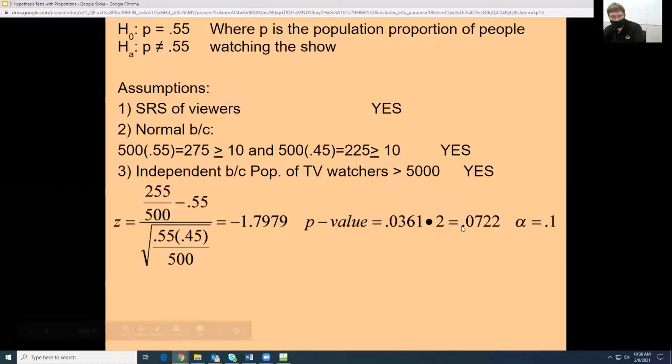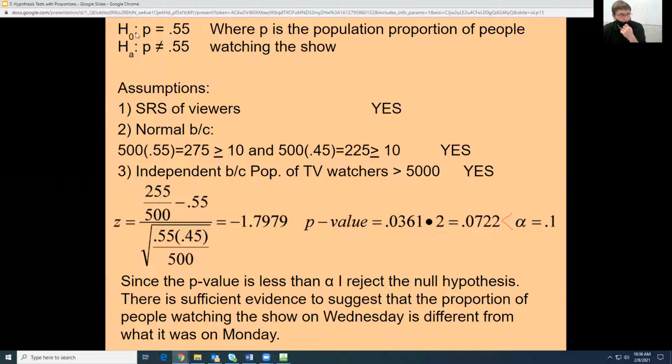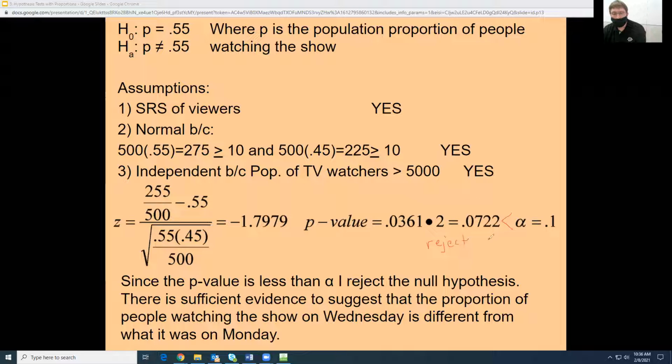So my actual p-value, the chance that I'm going to get the sample that I got, is 0.0722. So I had a 7% chance by chance alone, randomness alone, of getting my sample. Well, just do a quick inequality. This number is less than 0.1. So because this is less than, we are going to reject the original hypothesis that the show is the same as it was when it was on Monday. Right? That's all we were doing. So we reject, in this case, the null hypothesis because we were less than right here.